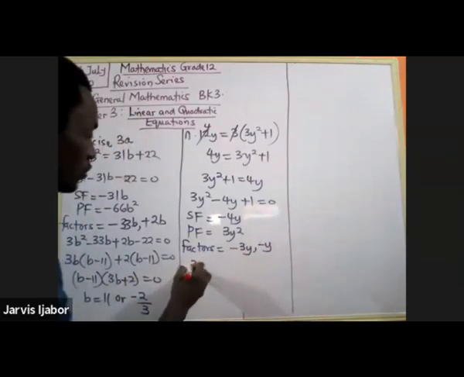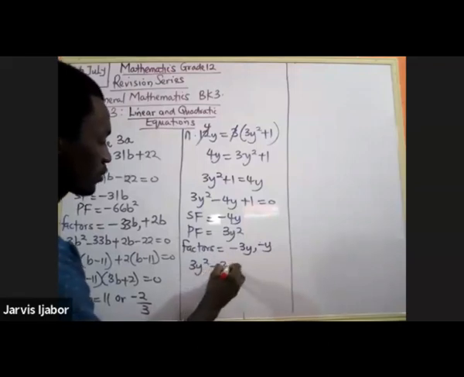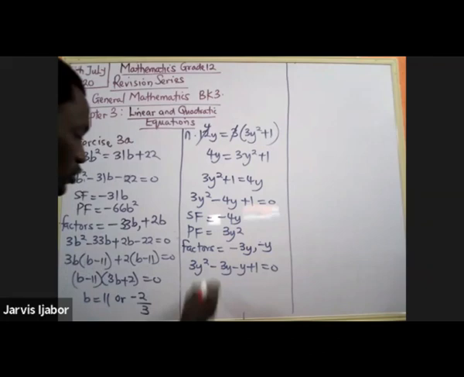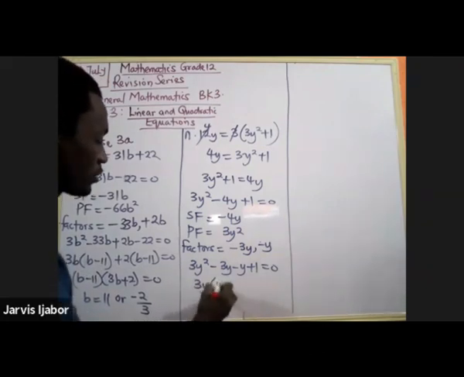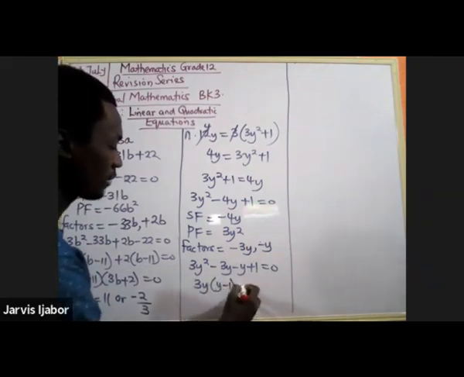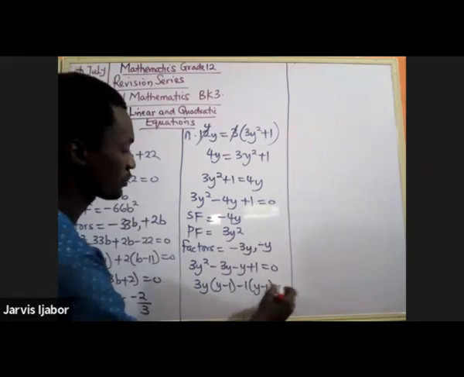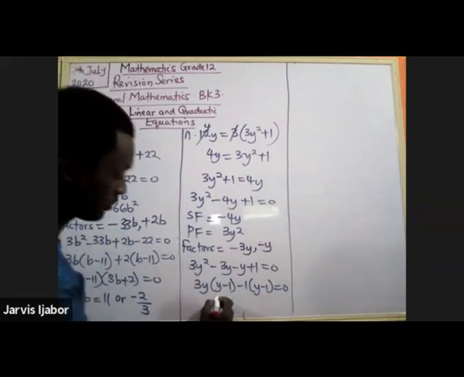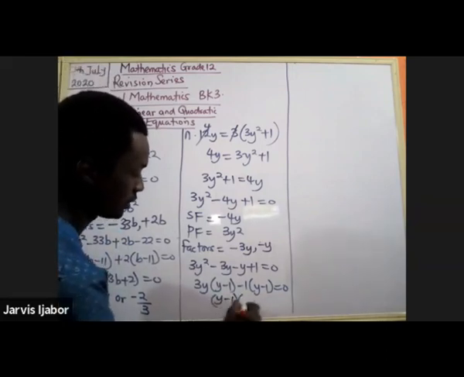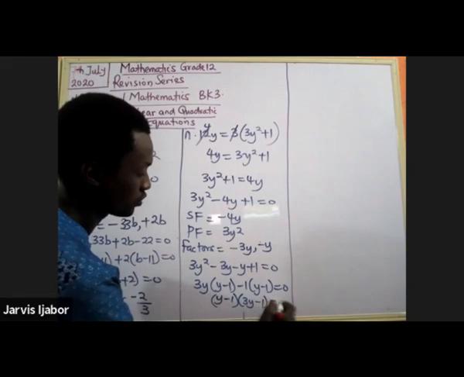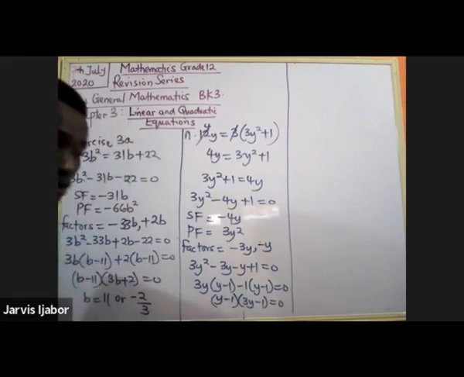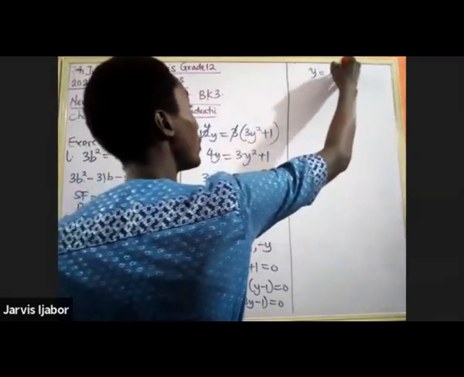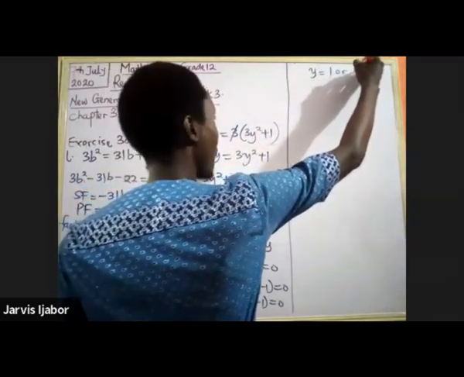So I'll feed that in: 3y squared minus 3y minus y plus 1 equal to 0. So this will now be 3y into y minus 1 minus 1 into y minus 1. Remember here that the objective is to make this and this the same. So this will now give me y minus 1 into 3y minus 1 equal to 0. So what's your final conclusion? You would have that y will be equal to 1 or 1 over 3.